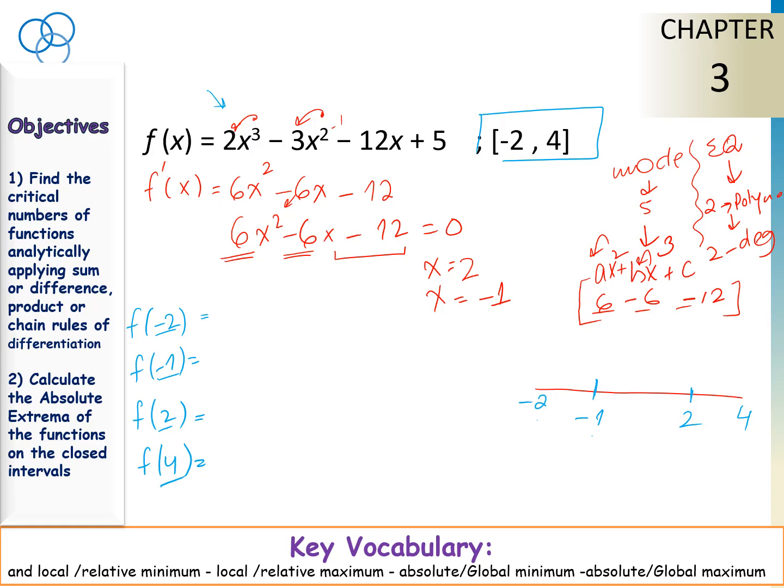So first of all, let's see here 2 times negative 2 whole cube minus 3 times negative 2 whole square minus 12 times negative 2 plus 5. Write this in the calculator.